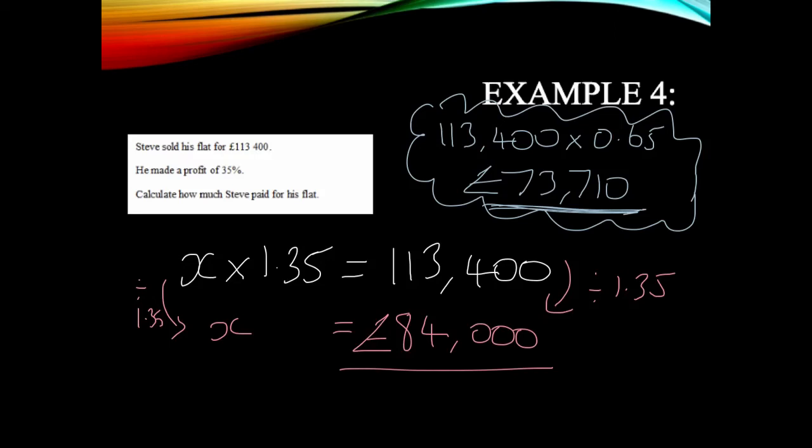And again, just to prove a point, if we increase 73,710 by 35%, we don't get back to our original value. 73,710 times 1.35 gives us 99,508. So nowhere near the amount that Steve sold. Percentages you've got to be very careful with. It's a percentage of an original amount, not a new amount that you're then reducing. Okay, so take great care on this sort of question.